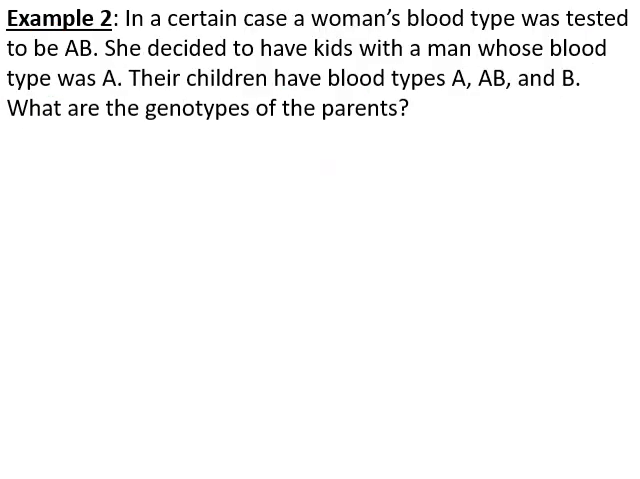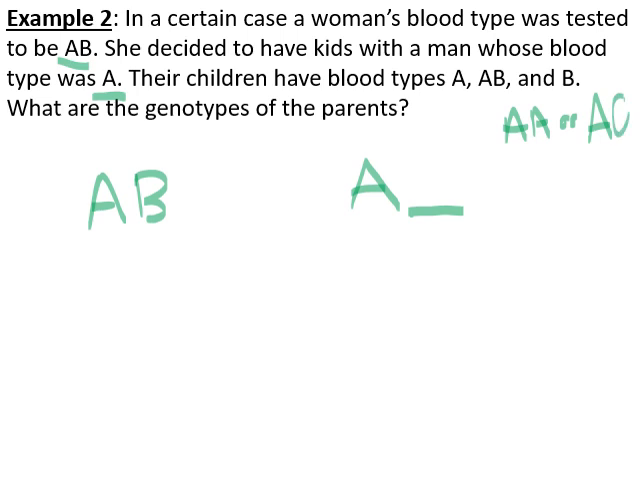Okay, so we have in this case a woman whose blood type is AB, and she decides to have kids with a man who has type A. So let's look: the mother has type AB blood. The father has type A something. Because remember, if you're type A, you don't know whether you're type A with two alleles that are both for A, or whether you're type AO, because O is recessive, so it wouldn't show up. So this father could be either type AA or type AO, let's say.